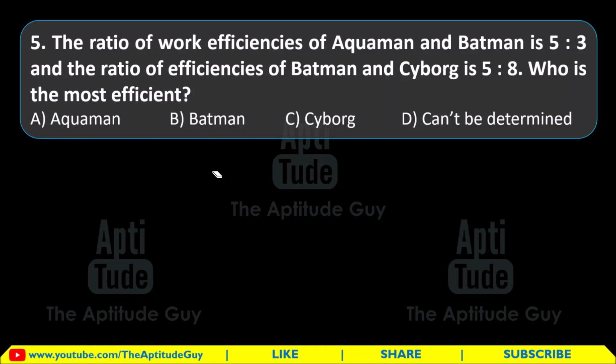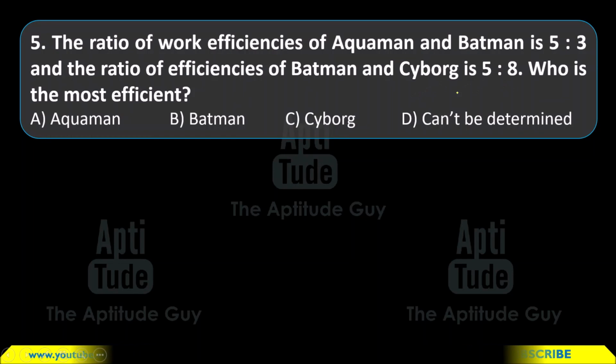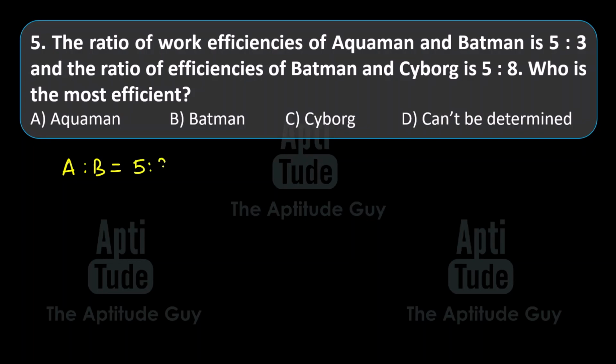Okay. The ratio of work efficiencies of Aquaman and Batman, okay, we have the Justice League here, is 5 is to 3. And efficiencies of Batman and Cyborg is 5 is to 8. Alright. So we have A is to B equals 5 is to 3. And we have B is to C equals 5 is to 8. Now who is the most efficient? Many times people end up saying Cyborg here because he has the biggest number over here. But then things are not that simple.